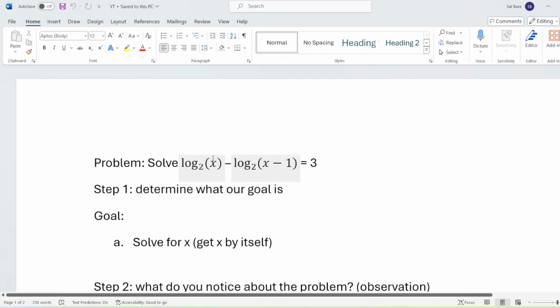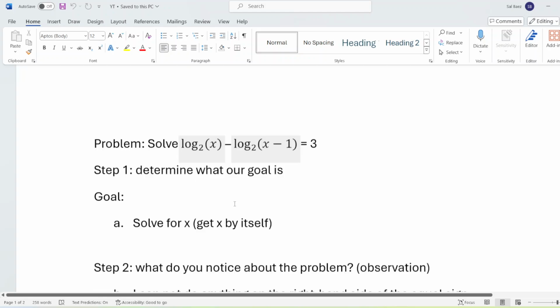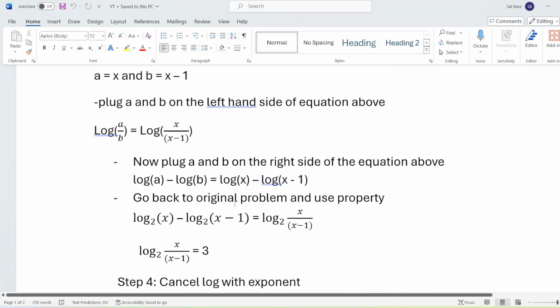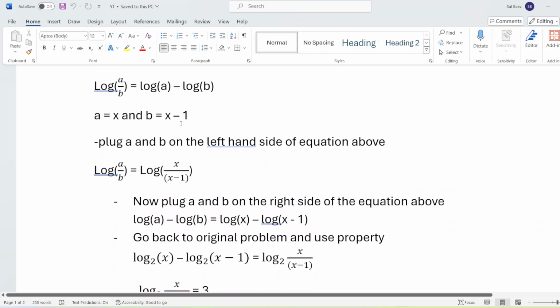So what I always say, okay, I just follow, I go log squared x. So x is a first. A is x. And then whatever is left is going to be b. And so, okay, if I show you right here, you see, let's say log a minus log b is now going to be log x minus 1.